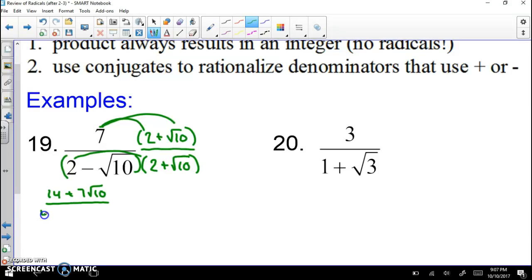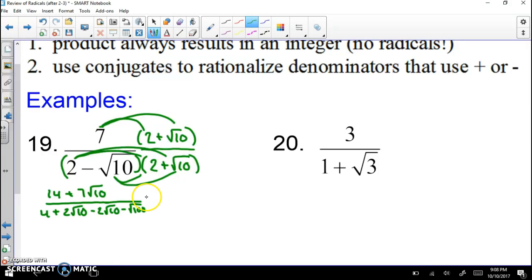We now FOIL the denominator. 2 times 2 gives us 4. We move to our outers, which gives us 2 square root of 10. Our inner terms are going to give us negative 2 square root of 10. And then our last terms, let's borrow a little bit here, is going to give us negative square root of 100.